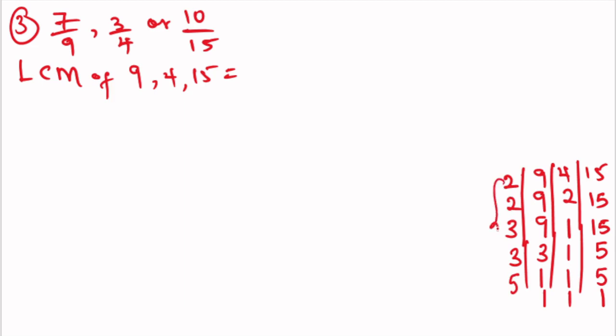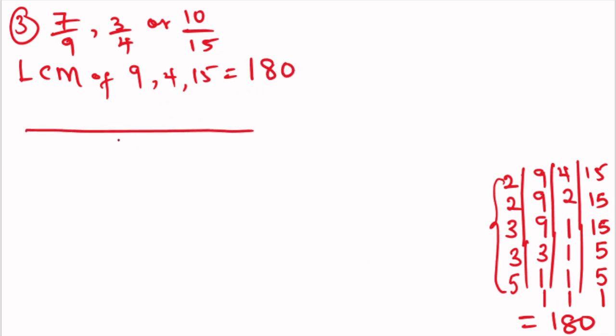So the next step is to multiply these factors. 2 times 2 is 4. 4 times 9 is 36. 36 times 5 is 180. So the LCM of these values is 180. Now let's bring down our LCM, then convert the given fractions. 180 divided by 9 is 20. 20 times 7 gives us 140. 180 divided by 4 is 45. 45 times 3 is 135. 180 divided by 15 is 12.